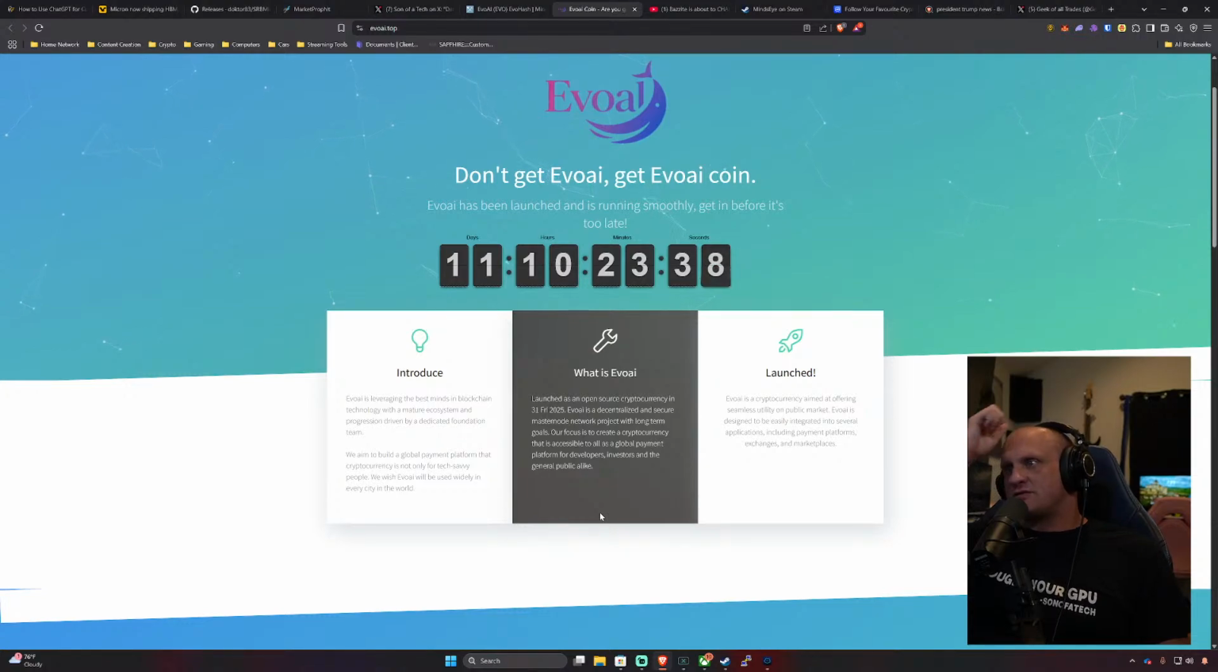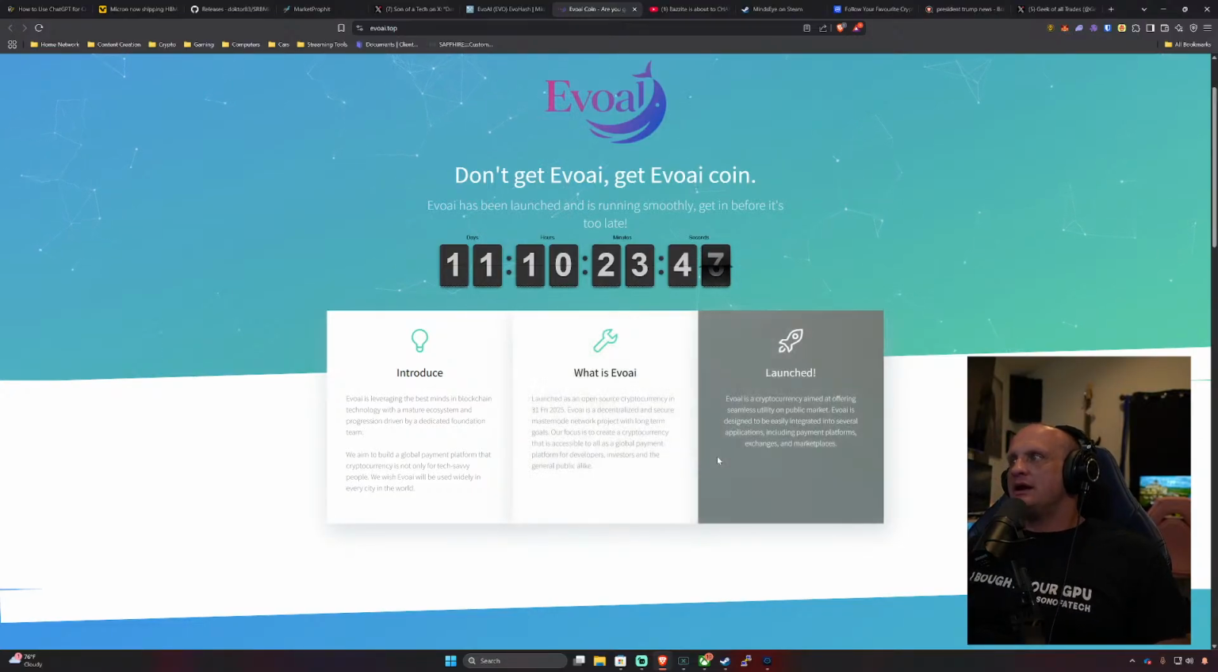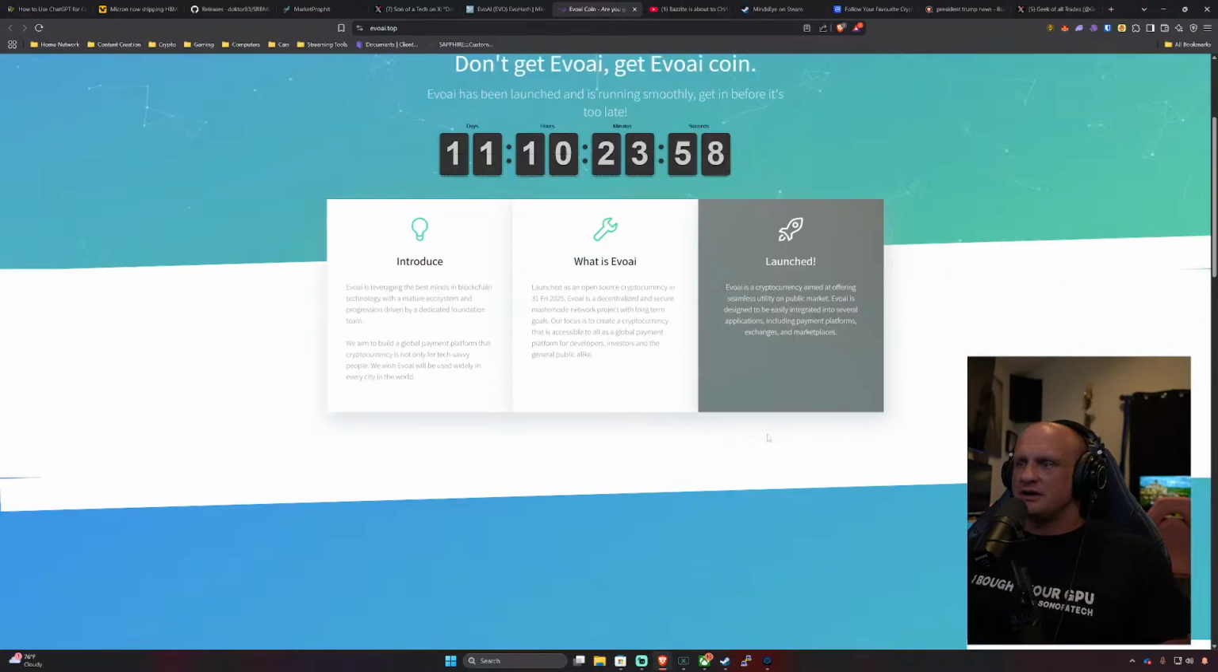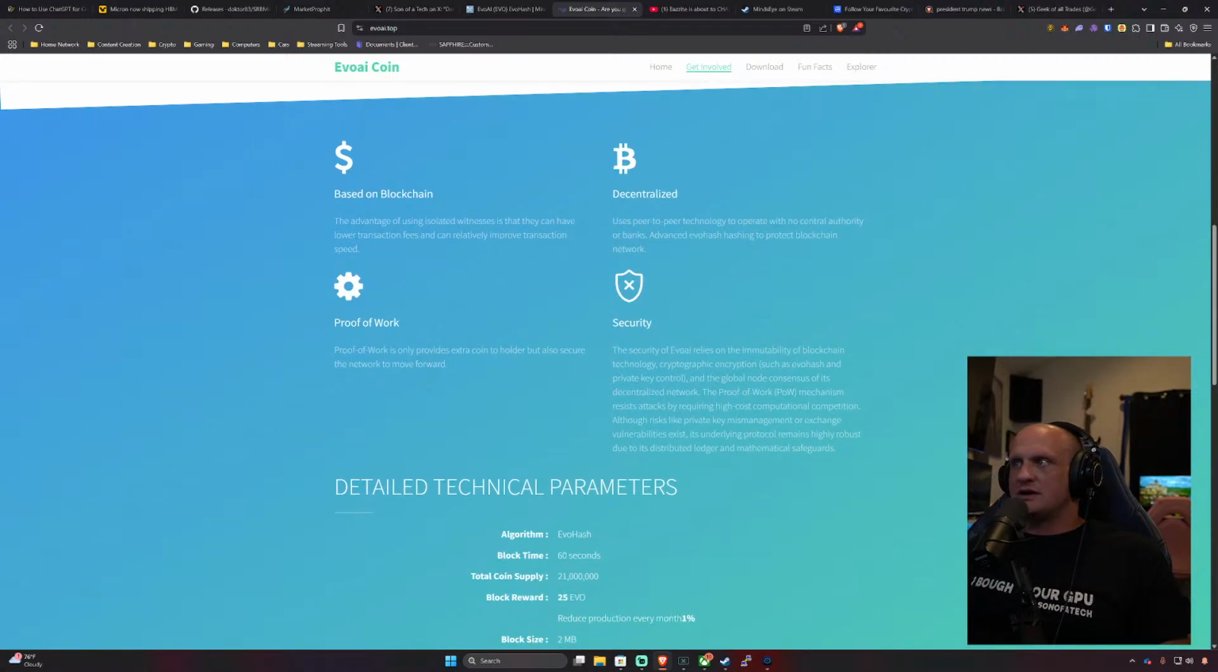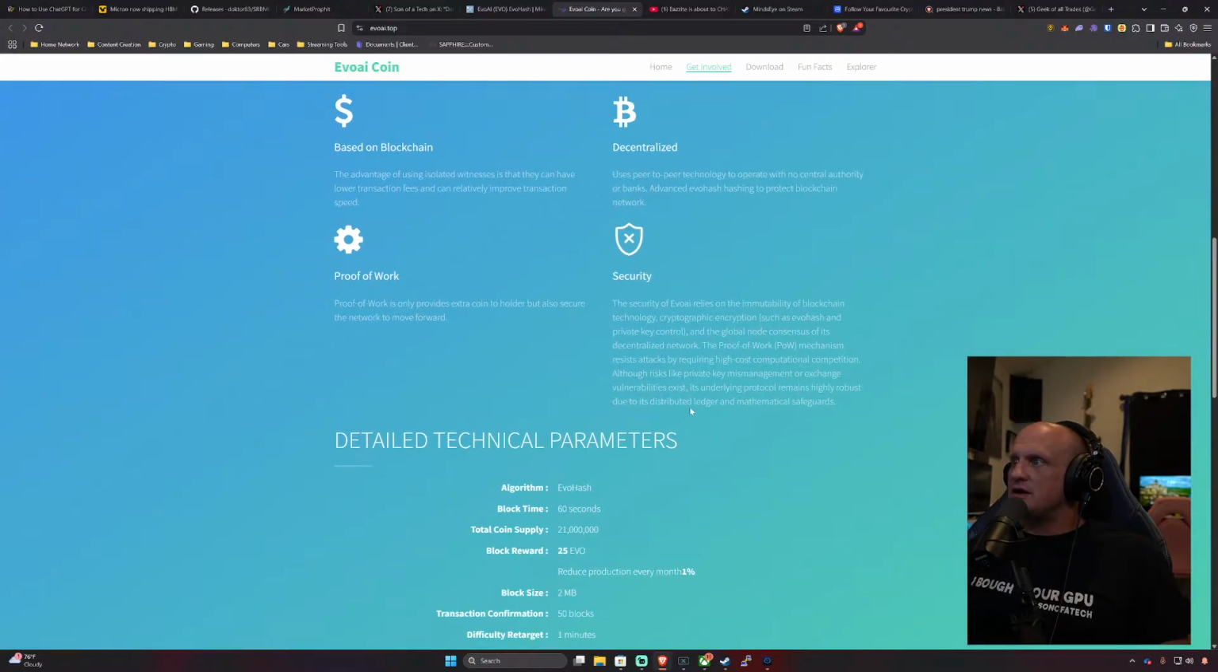But it says our focus is to create a cryptocurrency that is accessible to all as a global payment platform for developers, investors, and general public alike. And then it says it's aimed at offering seamless utility on public market. So it is designed to be easily integrated in several applications, including payment platforms, exchanges, and marketplaces. Here we'll get into more of it. So it says it's decentralized, says it's proof of work, and then the security relies on immutability of the blockchain. Let's see, proof of work, and there you go.